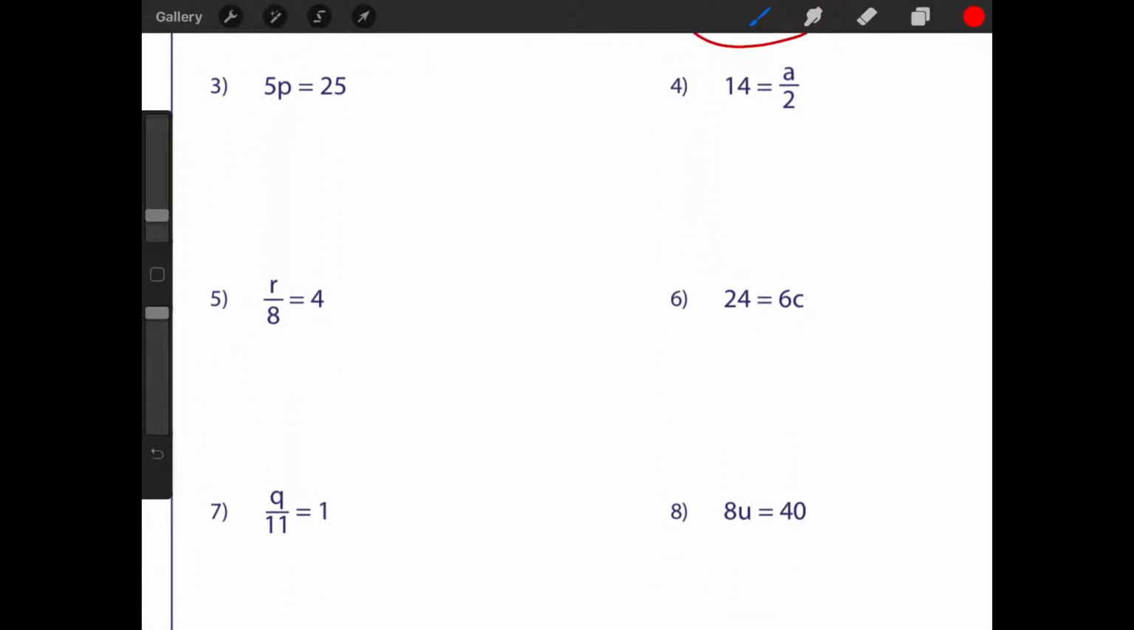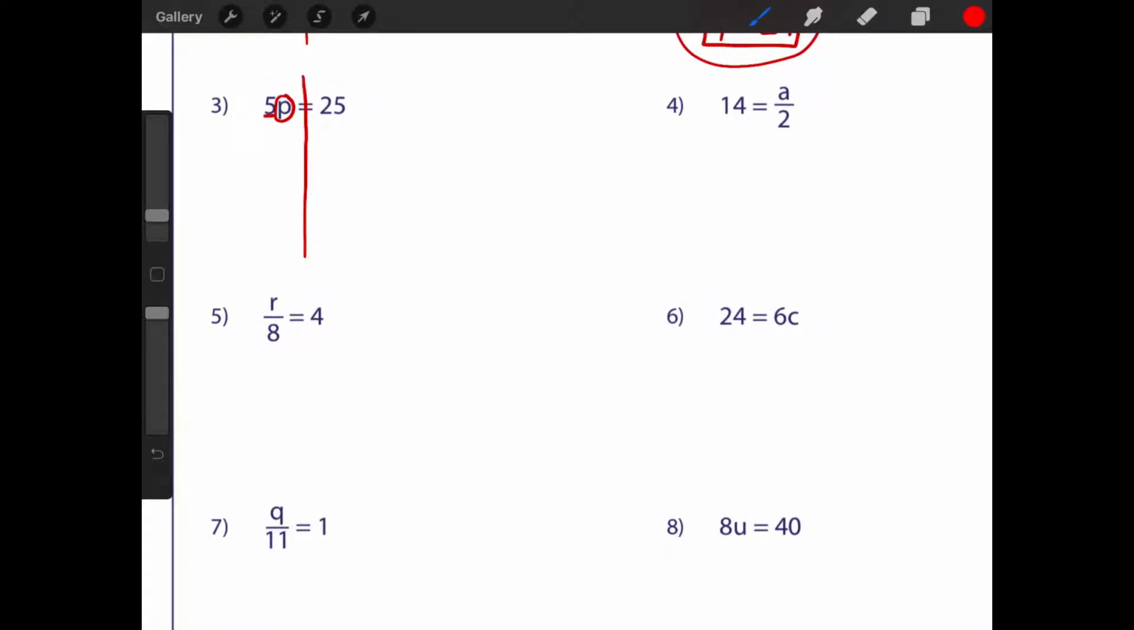All right, let's take a look at number 3. Again, we've got that coefficient. We've got p, the variable, and then we've got the coefficient of 5, which is being multiplied. So let's do the opposite. I am going to divide both sides by 5 because doing so leaves me with 5 divided by 5 is 1, and 1p is just p. 25 divided by 5 is 5. Done.